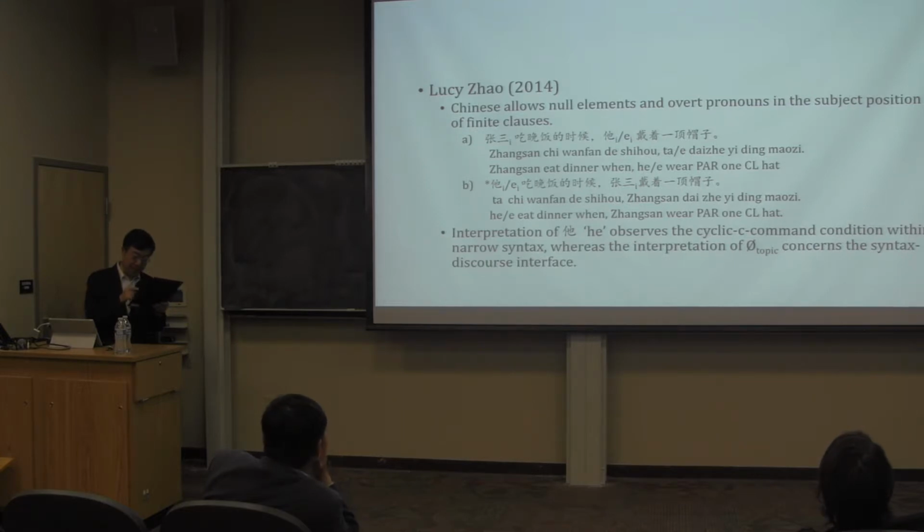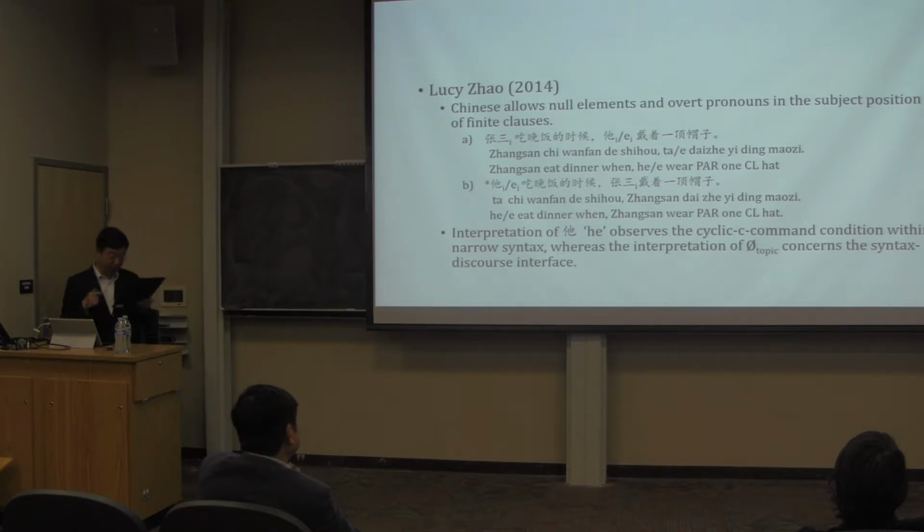In sentence A, both the null element and the overt pronoun 他 can refer to 张三. 张三吃晚饭的时候，他戴了一顶帽子. So 他 can be 张三, can be someone else. So the null element is an empty topic, null topic. In sentence B, the null element can refer to 张三 in the matrix subject position. But the overt pronoun 他 can't be used here.